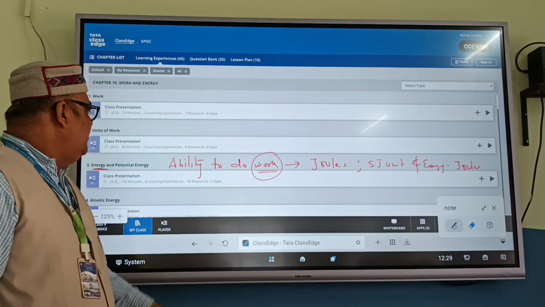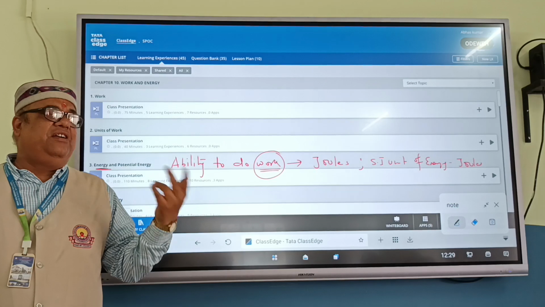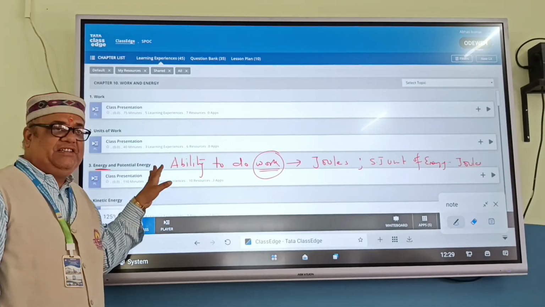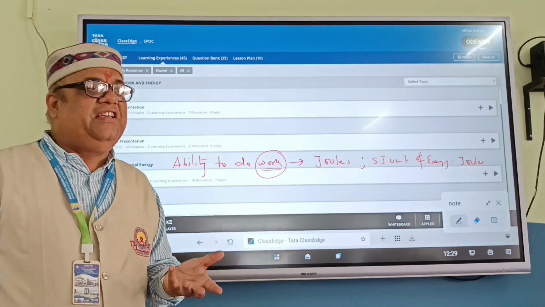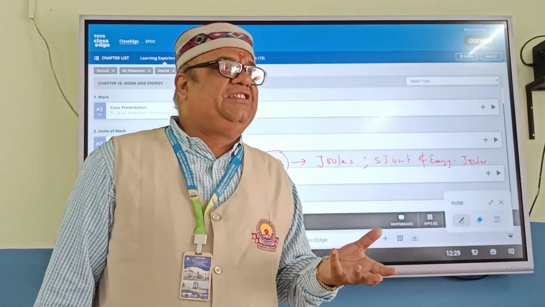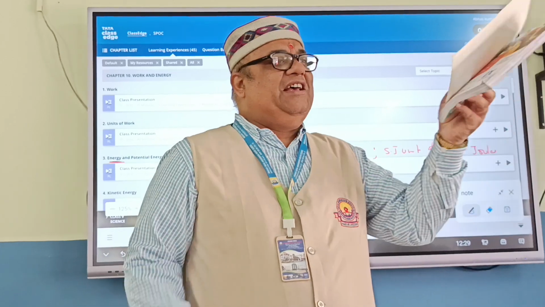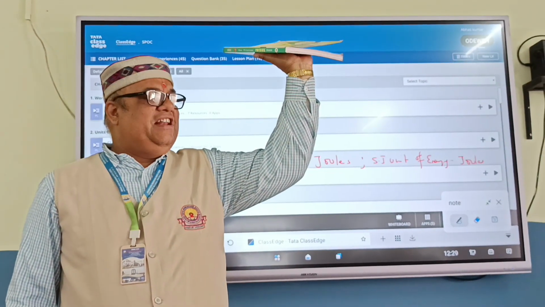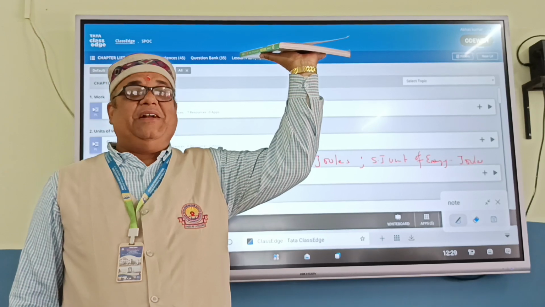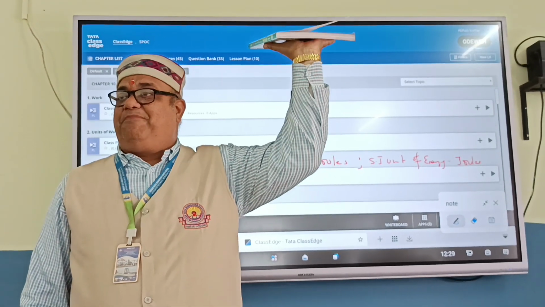Now there are two types of energy basically that we need to understand. The first is potential energy and the second is kinetic energy. What is potential energy? This book is resting on my hand. It is not even moving, but there is some stored energy inside this body and that makes it potential.